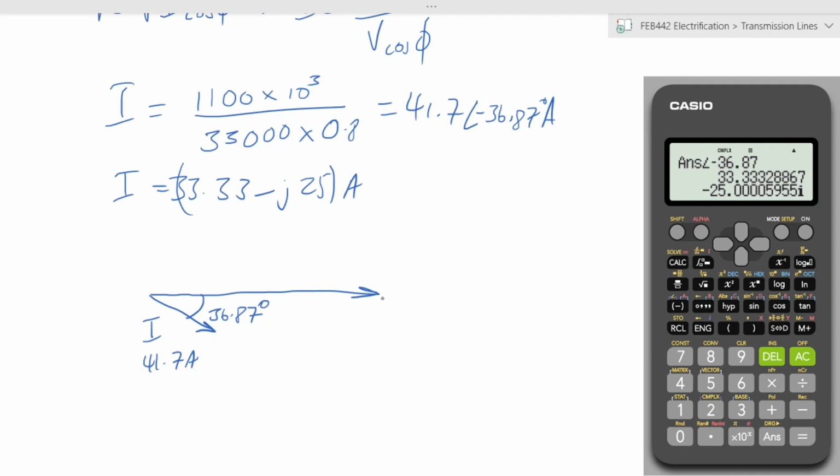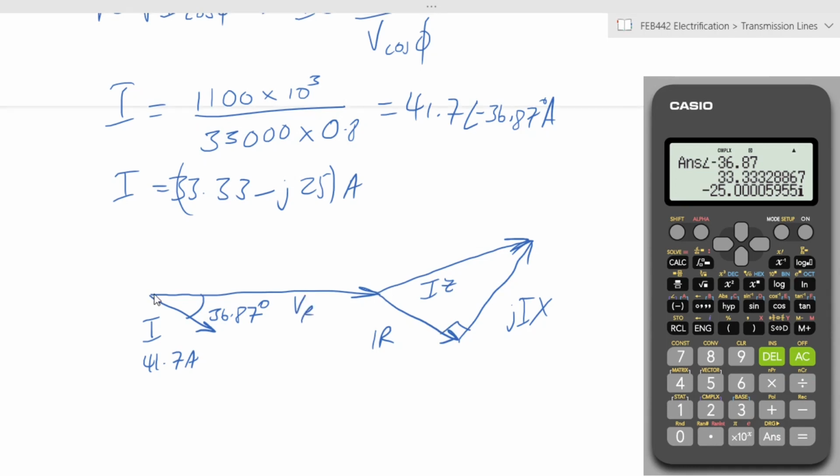And then you have now your IR, which is here, and your IX, which is there. IR, JIX, which will in turn add up to IZ. This is VR. And then that will give us what we are looking for, which is our sending end VS. Okay, so that's our phasor diagram of our circuit.